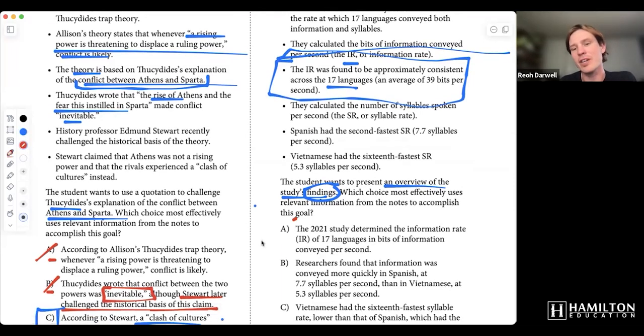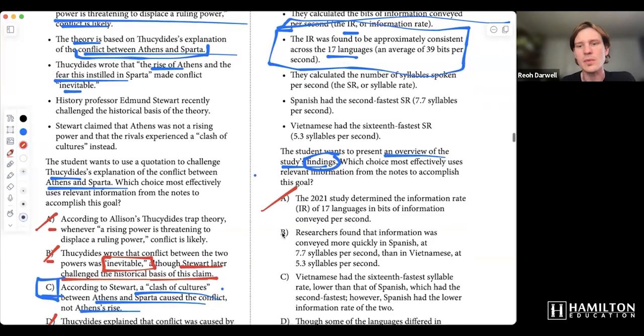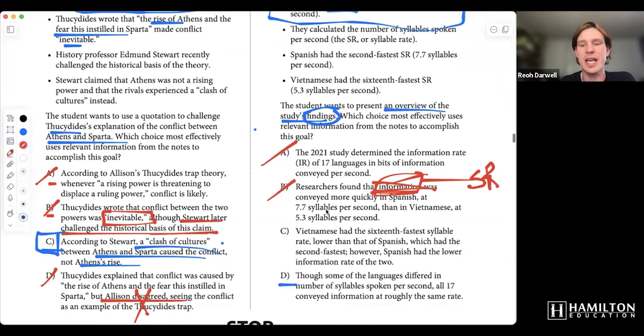So A, we don't actually get the finding. We just say that they determined the IR, but they didn't say what that meant. Okay. Now B is an incorrect characterization, right? Researchers found that information was conveyed more quickly in Spanish. Information here is wrong. That would need to say syllables. That's the SR, right? Not the IR. So B is saying the IR is different, but the IR is the same.